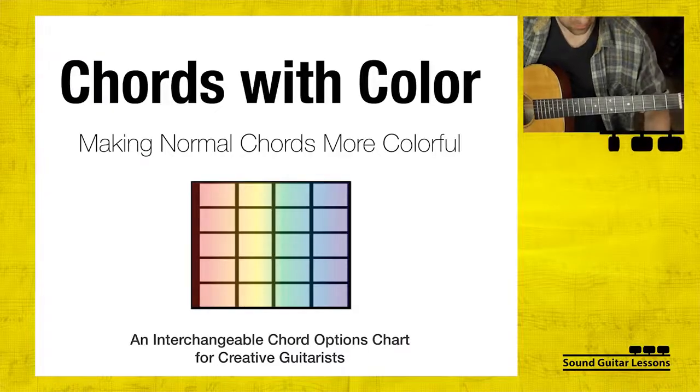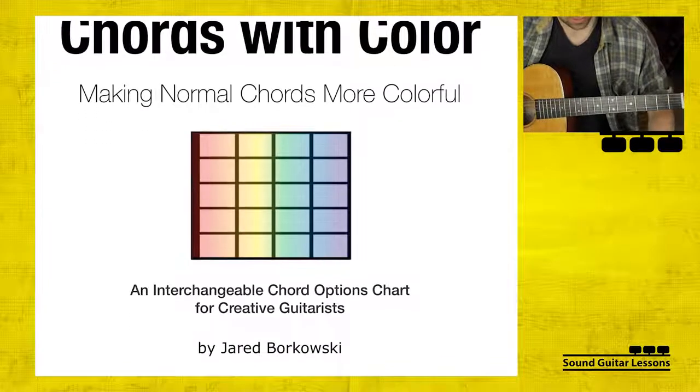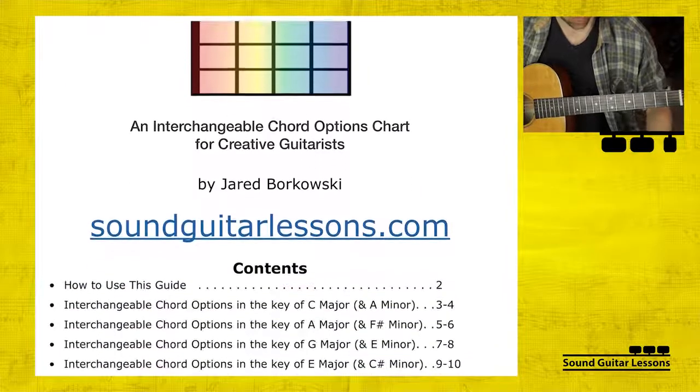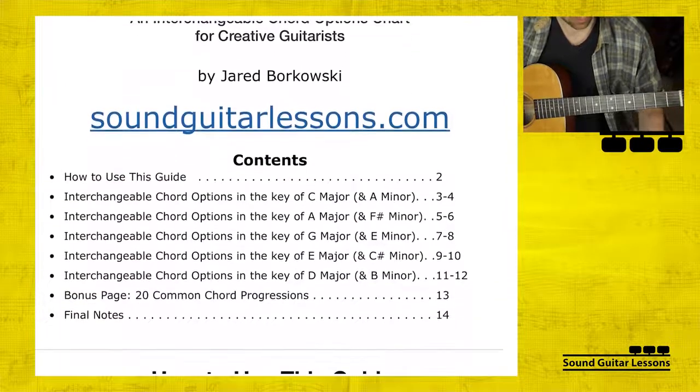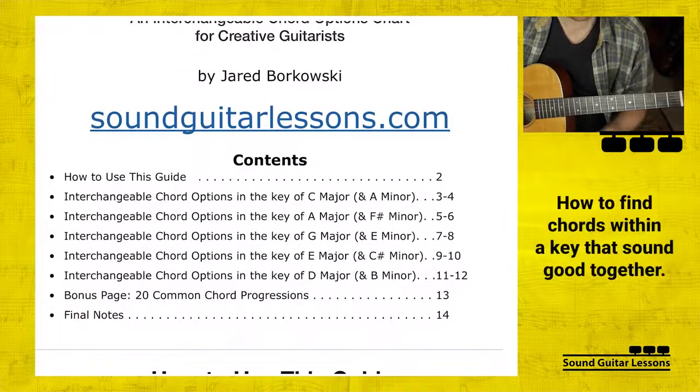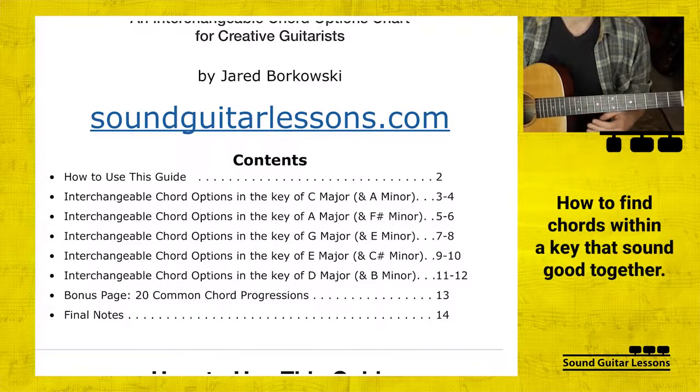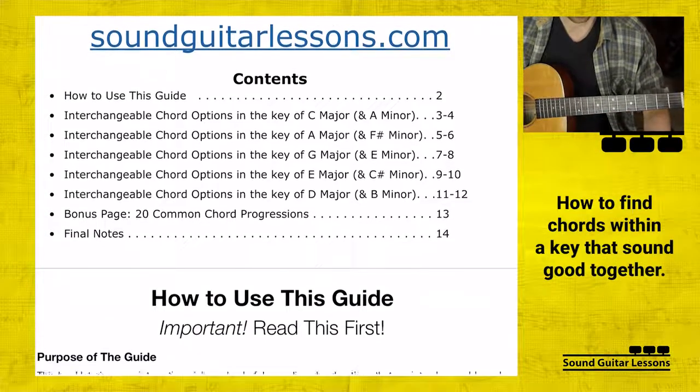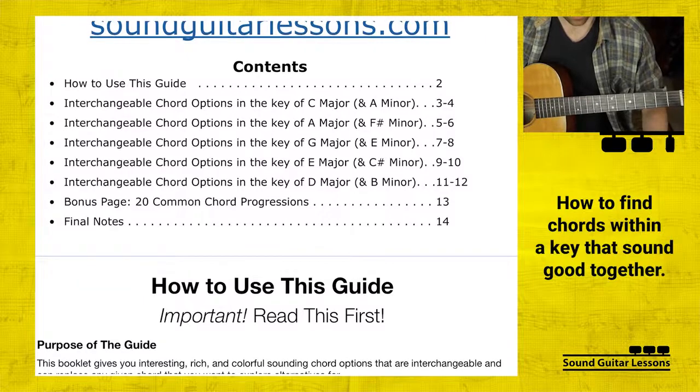All right, so here it is. It's called Chords with Color, and you'll see why it is called that soon with one of these ways that we're going to use it. But the first way we're going to use it is just to find chords that sound good together within a key. This is a very basic kind of music theory thing, but super, super useful.